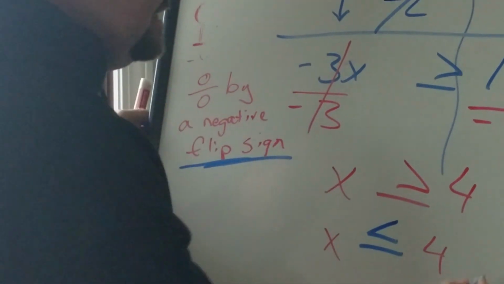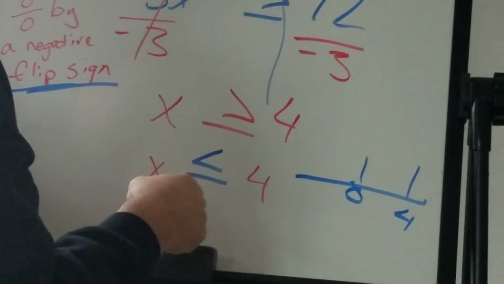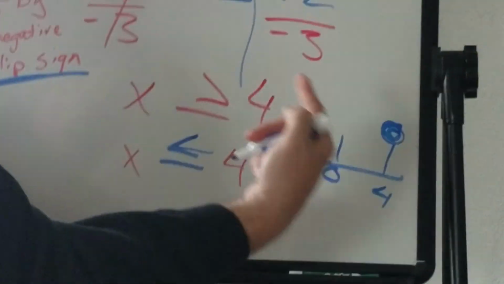If you were to graph this sucker, here's 0, here's 4. It's got a line underneath it. It's a darkened circle. Which way is that arrow facing? That way.